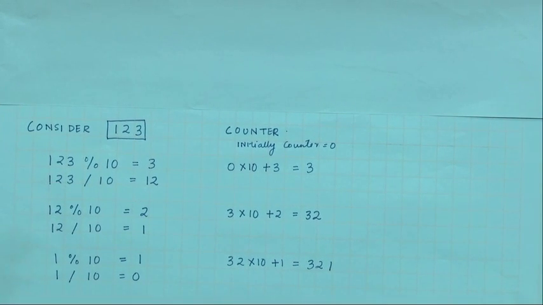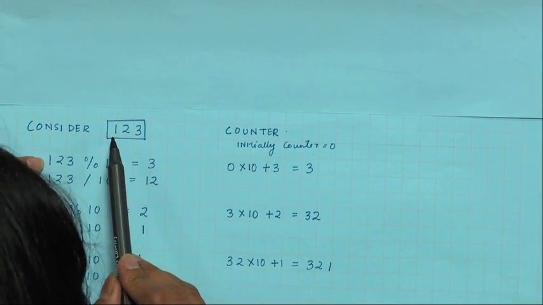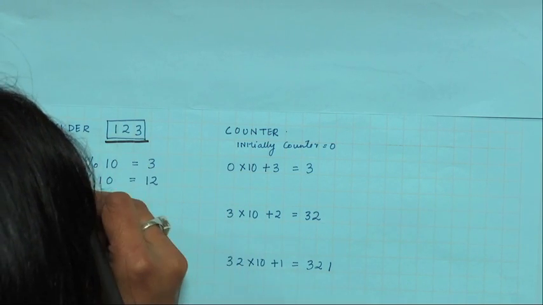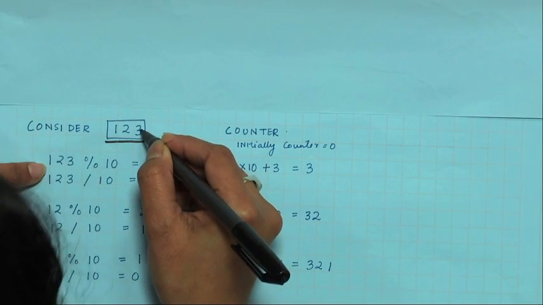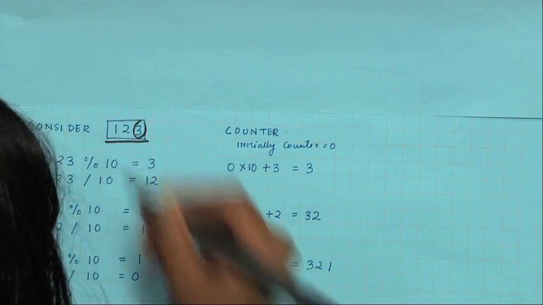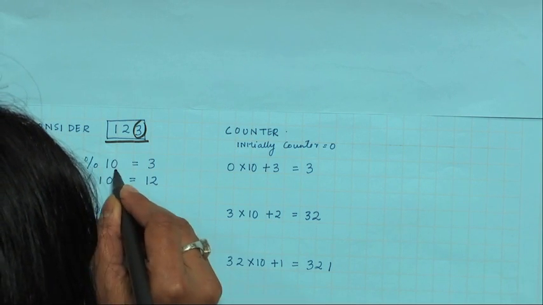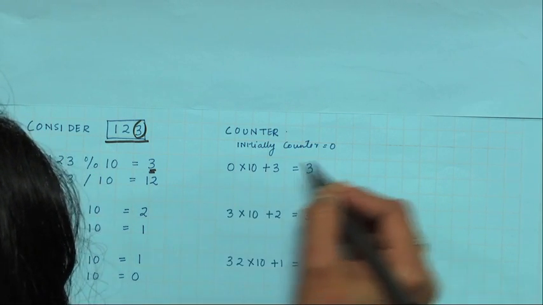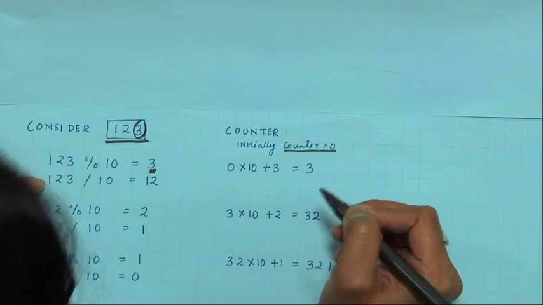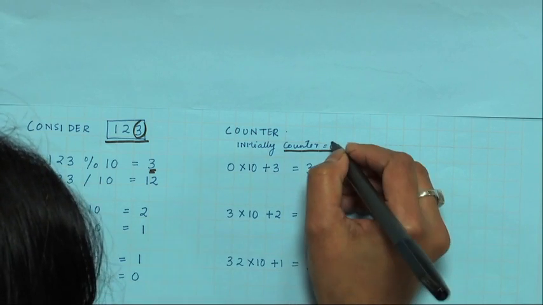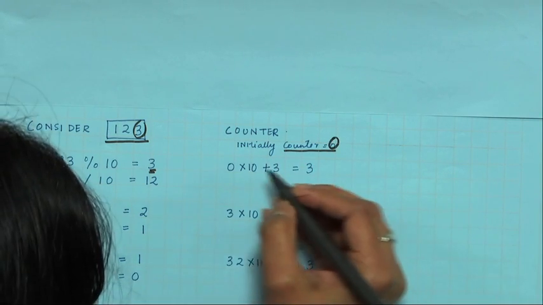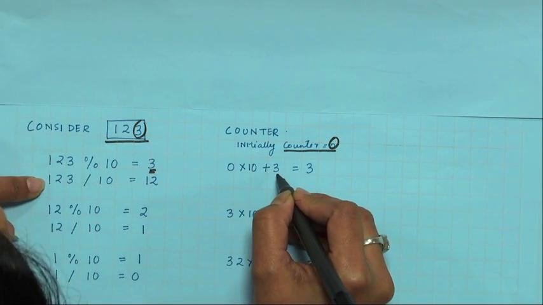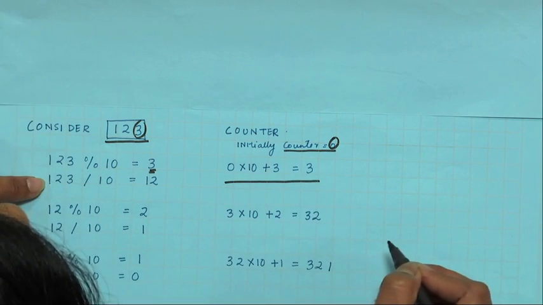So, firstly let me explain the concept. If we consider a number 1, 2, 3, we take the remainder of the number. So, the remainder will be 3. So, we have extracted the last digit. 123 mod 10 we get 3, which is the remainder. Initially you have to take a counter which is 0. So, we multiply 0 with 10 and we add the remainder. So, we get 3 here.